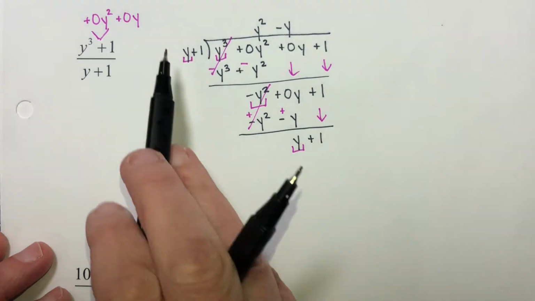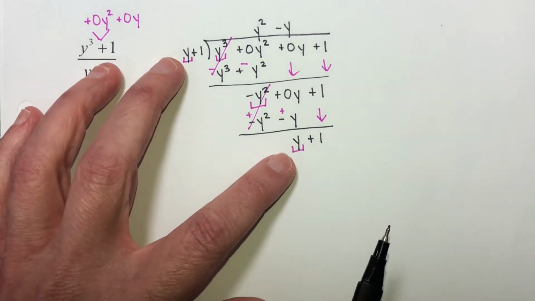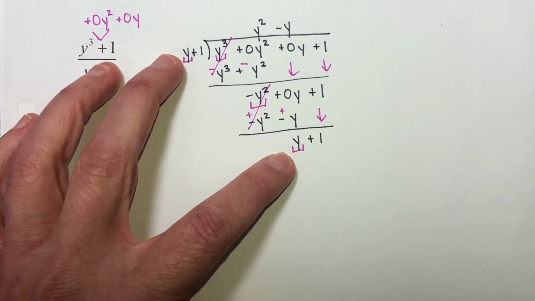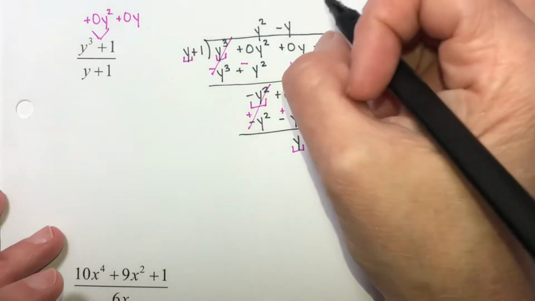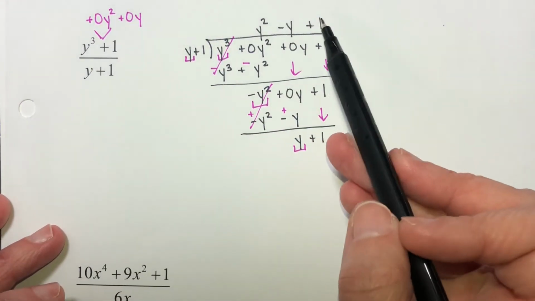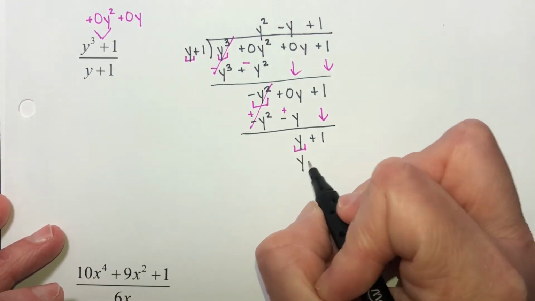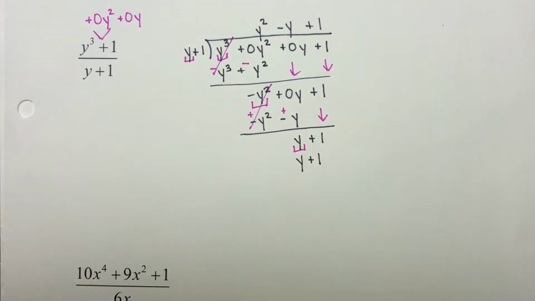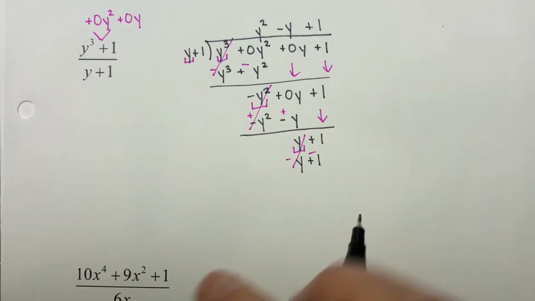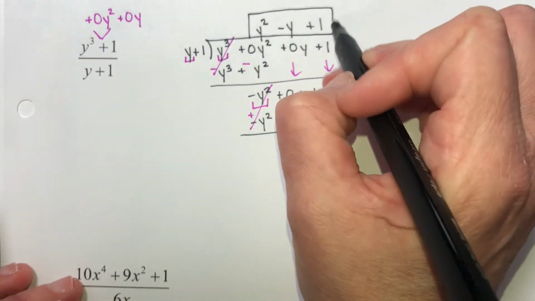Again, first terms. I want the y to become a y. Now, if I already have exactly the right thing, if I don't need to change anything, what I need to multiply by is 1, because I can multiply by 1 and never change anything. You just do not want to leave this off. Now, 1 times all of this is y plus 1. Change your signs. And you end up with a remainder of 0. So your answer is up here.